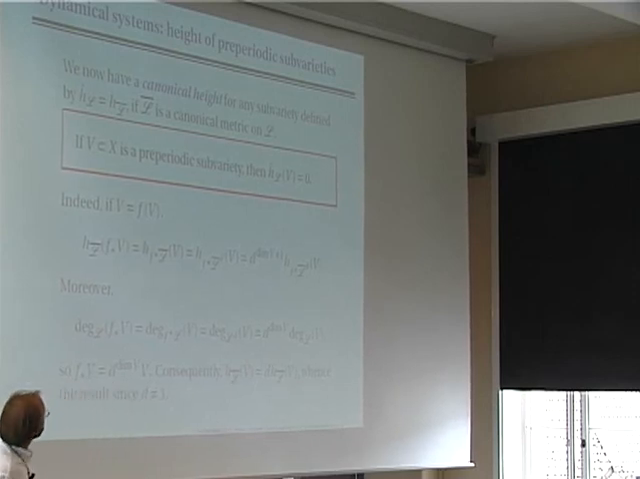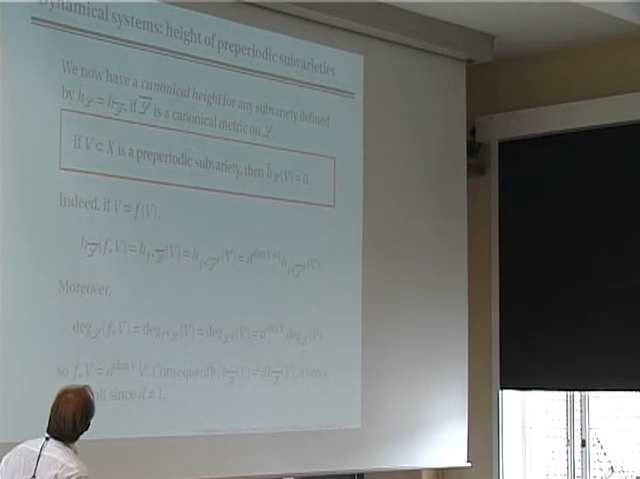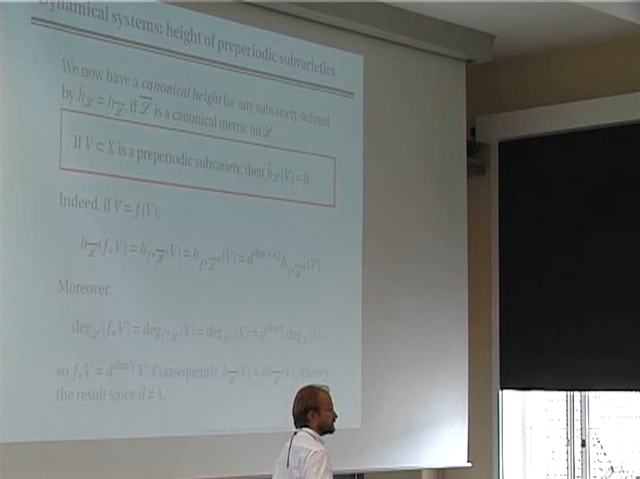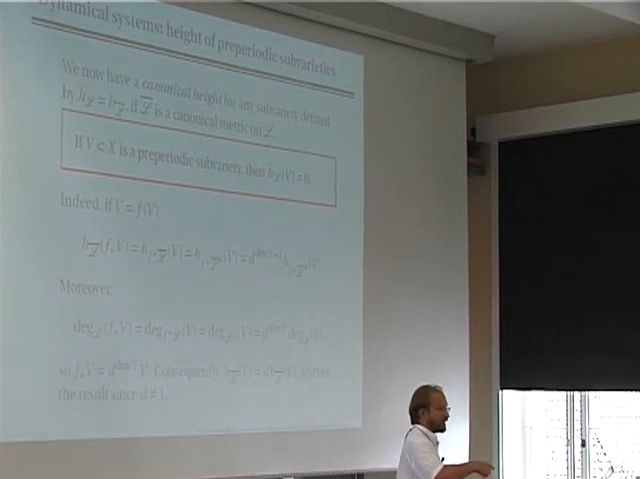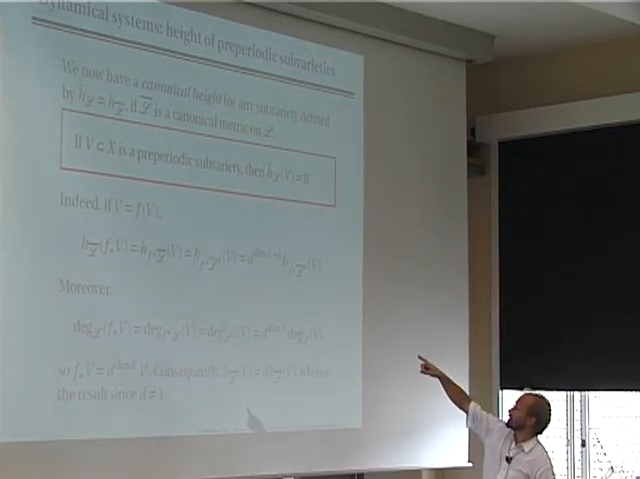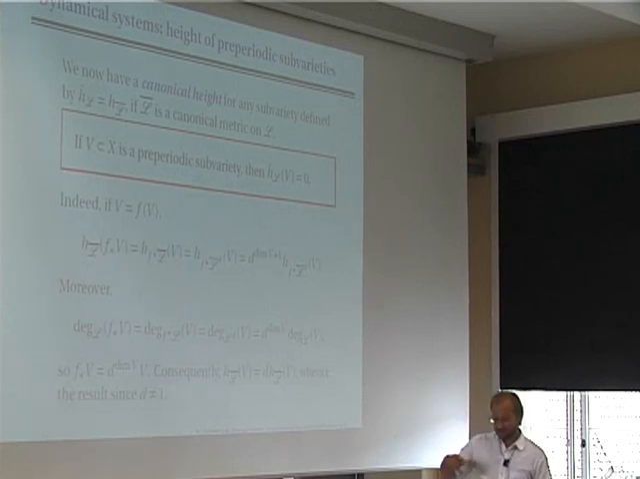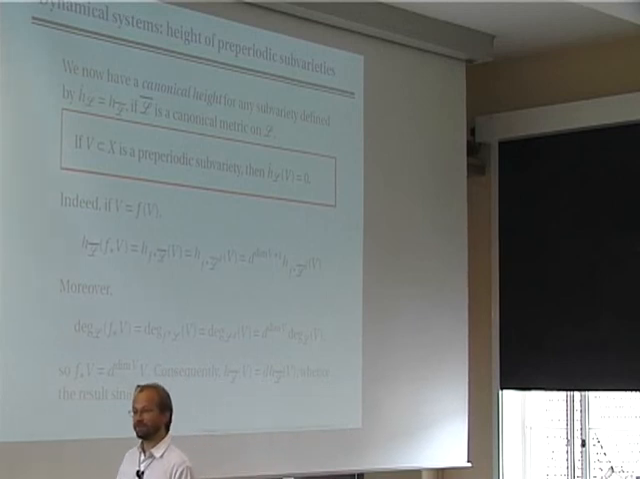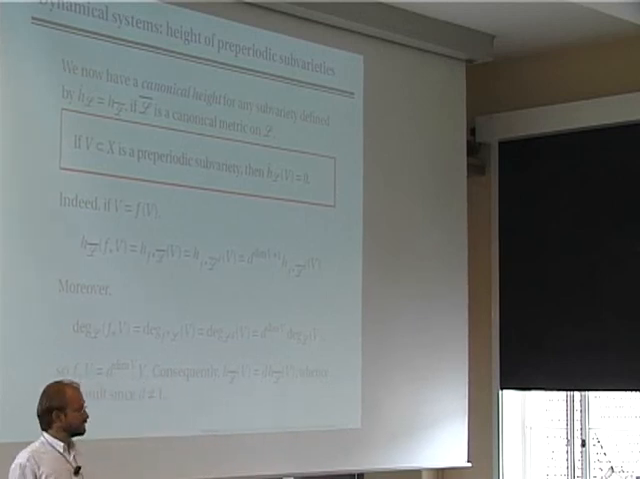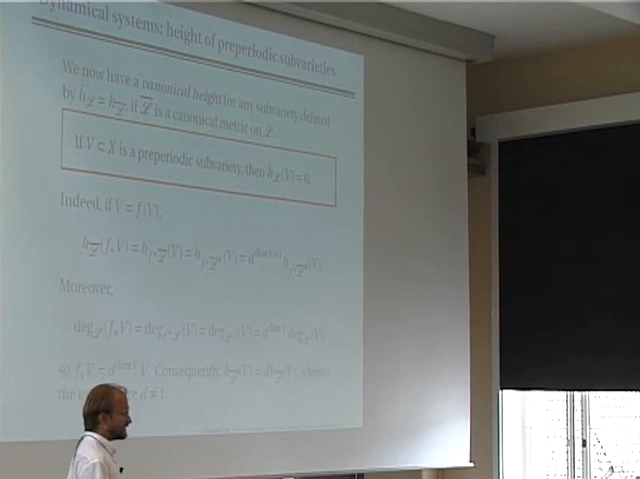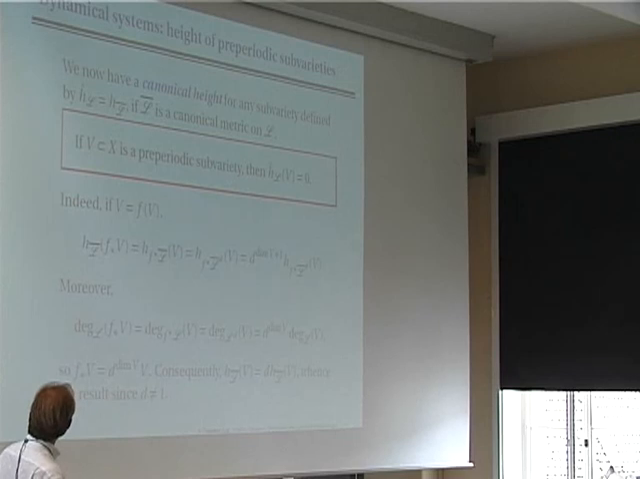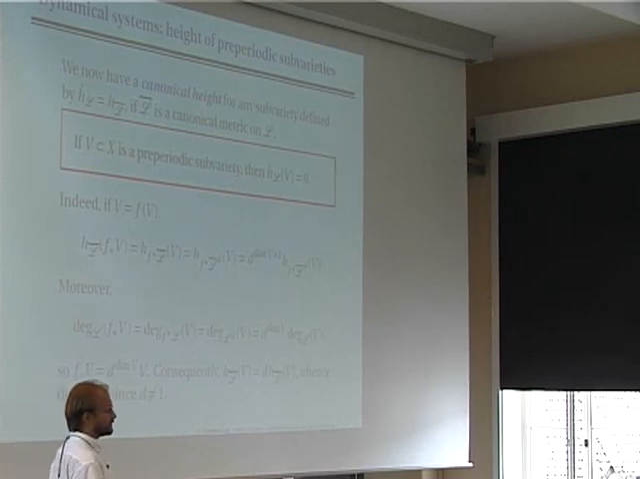And the first thing I want to remark is if you look at a pre-periodic subvariety, I mean a variety whose forward orbit is finite, I mean, there are some integers n and p such that f^n of V is equal to f^(n+p) of V. Then the height of the subvariety will be zero. As earlier, if you take a pre-periodic point, then its height is zero. And the proof is a very easy application of the projection formula, so I describe it for you.